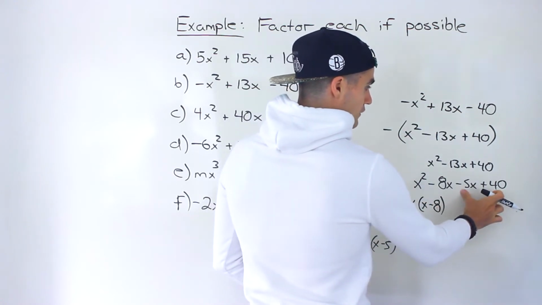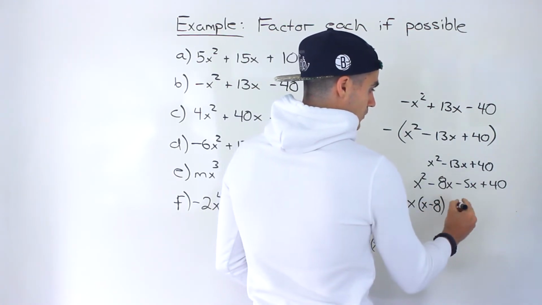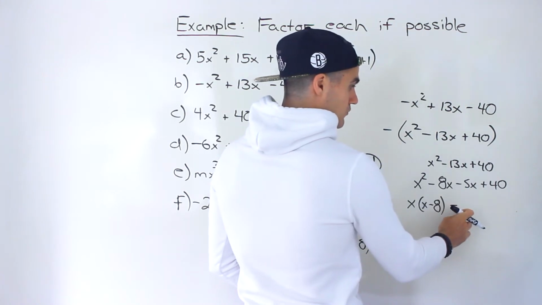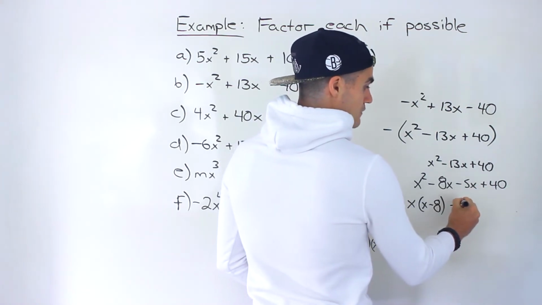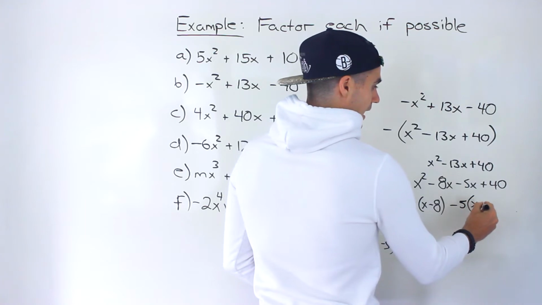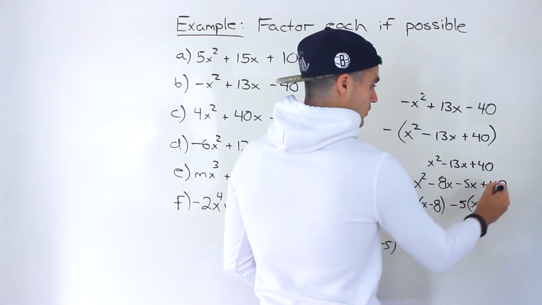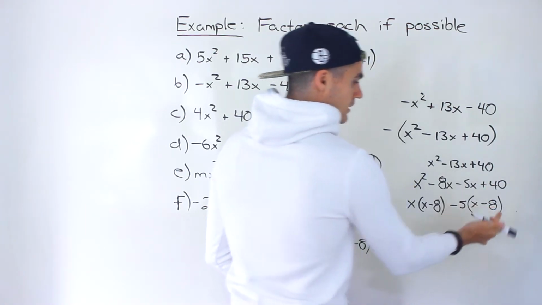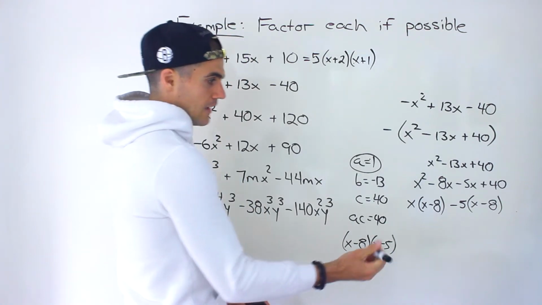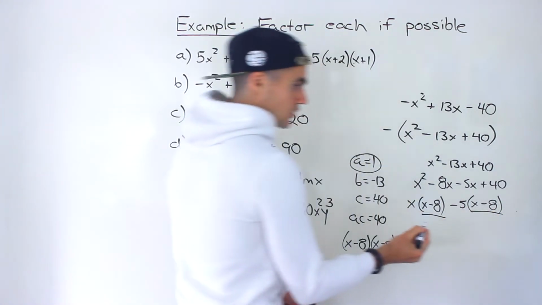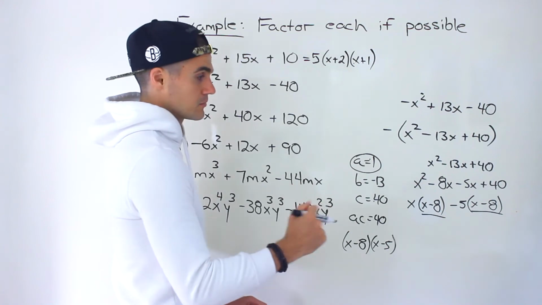Then from these two, we got -5x plus 40. Whenever this is negative, we always take out a negative value, at least a -1, but in this case, we could also take out a 5. And so we'd be left with x minus 8, right? Positive 40 divided by -5 that you took out gives us that -8. And then, as usual, these brackets should always be the same in your decomposition process.